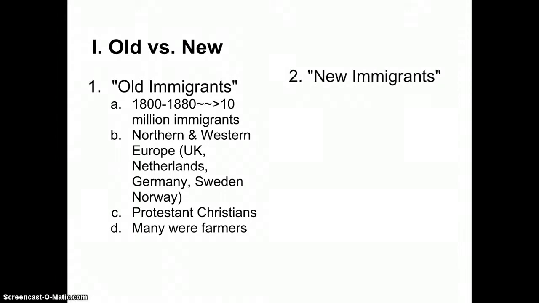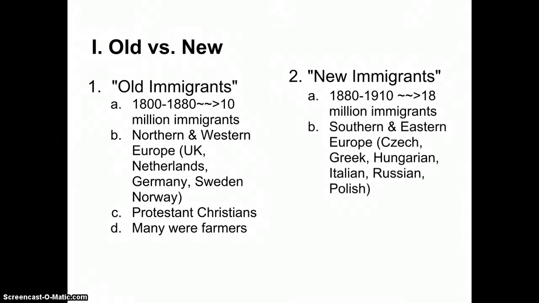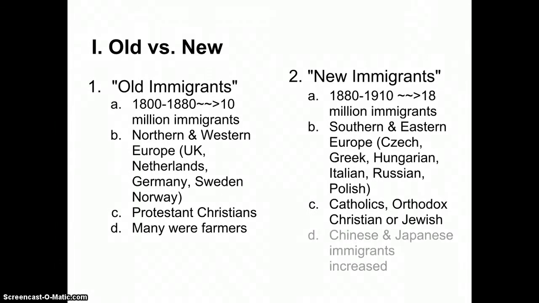They fit in pretty well with the British colonists and the British descendants that made up the vast majority of Americans. But by the time 1880 comes, in a mere 30 years, 18 million immigrants come, and they come from different places. They come from Southern and Eastern Europe: Czechoslovakia, or they were Czech, Greek, Hungarian, Italian, Russian, and Polish. And these types of people were significantly different: Catholics, Orthodox Christian, or Jewish. Russia and Poland had a really large Jewish population.